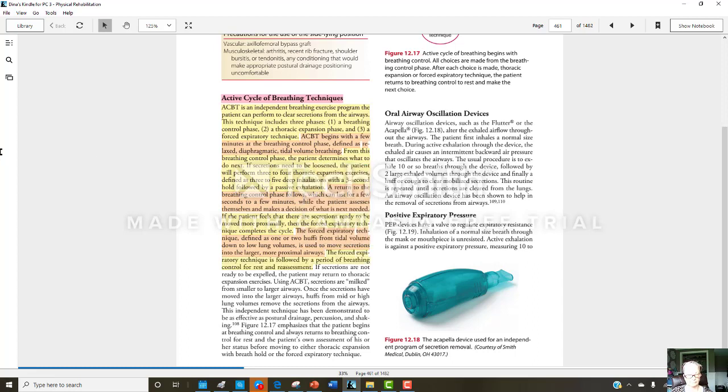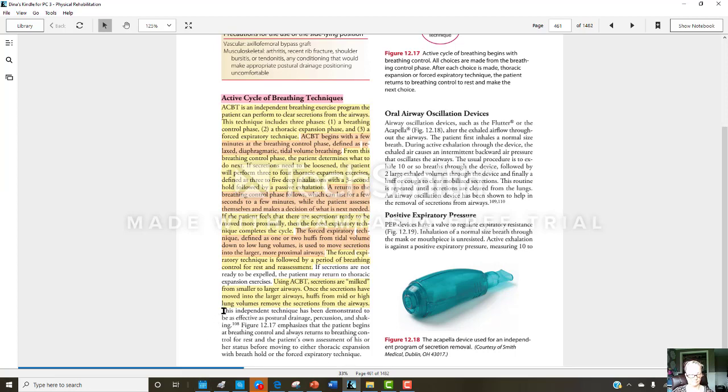Using ACBT, secretions are milked from smaller to larger airways. Once the secretions have moved into the larger airways, huffs from mid or high lung volumes remove the secretions from the airways. This independent technique has been demonstrated to be as effective as postural drainage, percussion, and shaking.